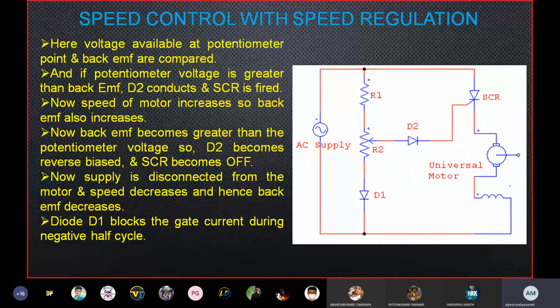So speed is sensed in the manner of back EMF, and this back EMF is compared with the potentiometer terminal voltage. If potentiometer terminal voltage is greater than the back EMF, diode D2 is forward biased and SCR becomes turned on and supply is given to the motor. If back EMF of the motor is greater than the potentiometer terminal voltage, at that time D2 diode becomes reverse biased, pulses are not given to the SCR, it becomes turned off and supply is disconnected from the motor.